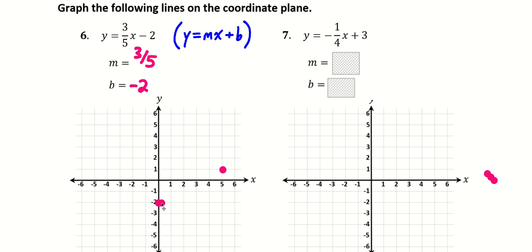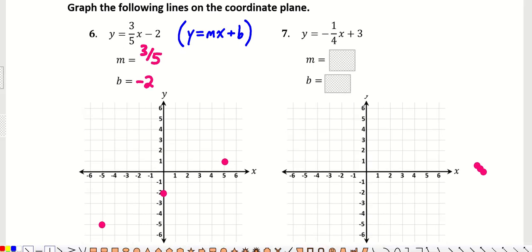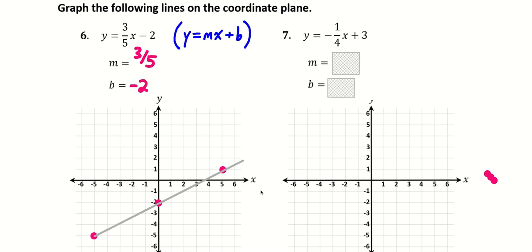Oh, you could put another point in the other direction. Down 3, left 5. And then of course, I guess I have a line tool here. Don't forget to connect your points to finish your line.